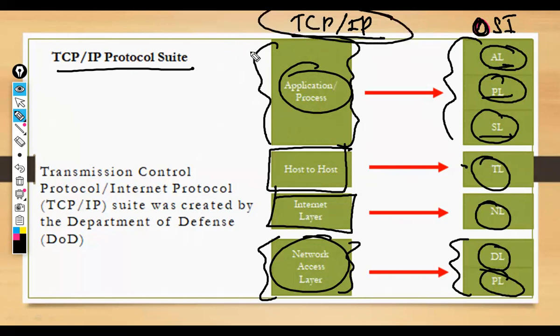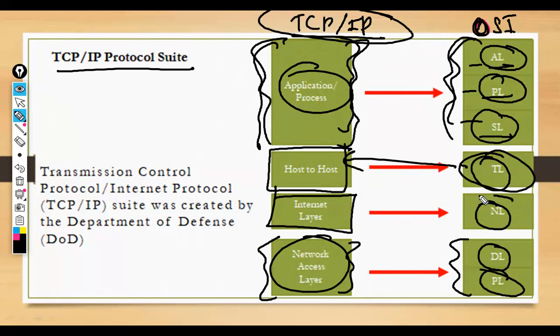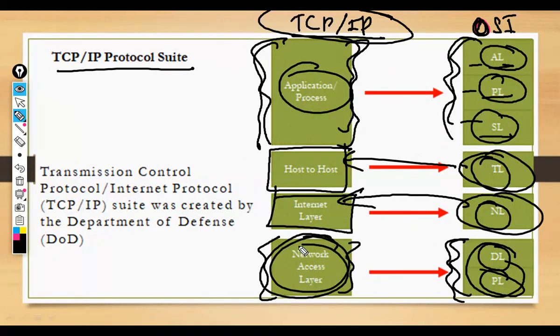Any doubts? Okay. And whatever protocols you have in the application, presentation and session come in the application layer, and the transport layer protocols exist in the host to host layer, and the network layer protocols exist in the internet layer, and the data link layer protocols and the physical layer protocols will be there in the network access layer. Okay. So this is the difference.